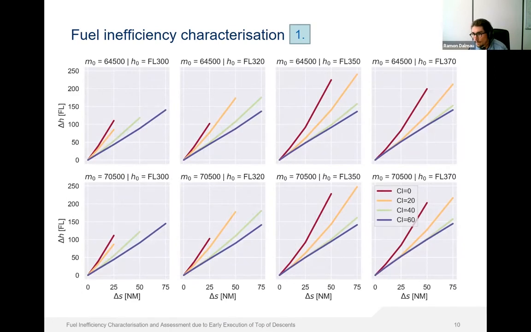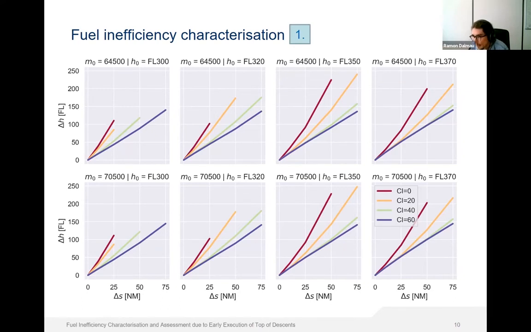This slide shows in the vertical axis how many feet we need to descend in order to intercept the trajectory plan from below as a function of the early top of descent distance in the horizontal axis. Each row shows the results for one of these 2 masses that were considered in the study, while each column shows the results for a given cruise altitude. And then within a cell, each line corresponds to a different cost index.